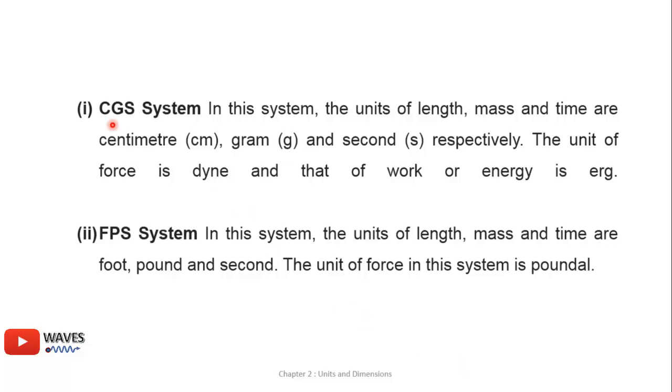The other systems are the CGS system. C here stands for centimeter, G stands for gram, and S stands for second. So if you consider a CGS system, the units of all the quantities usually change. For example, let's say force. Most of you know that the unit of force is Newton, but that's in the SI system of units. But when we are considering a CGS system, the unit is dyne. For work or energy, the SI unit is joule, but in the CGS system, the unit is erg.